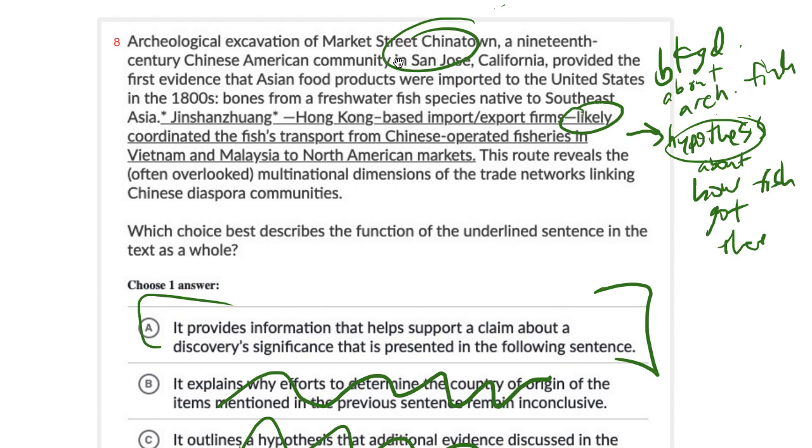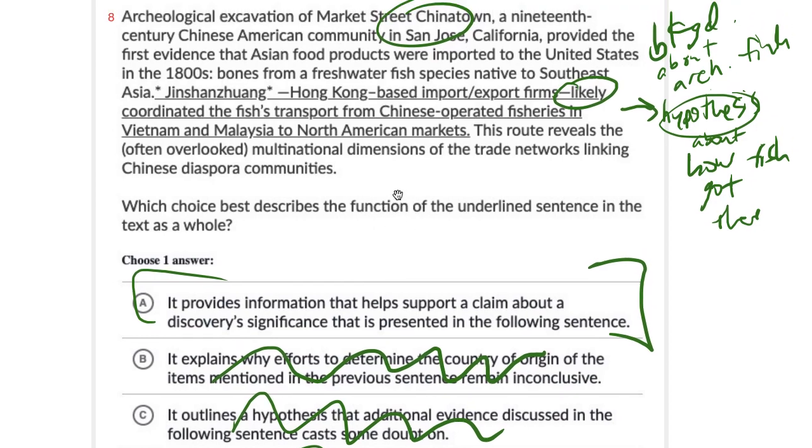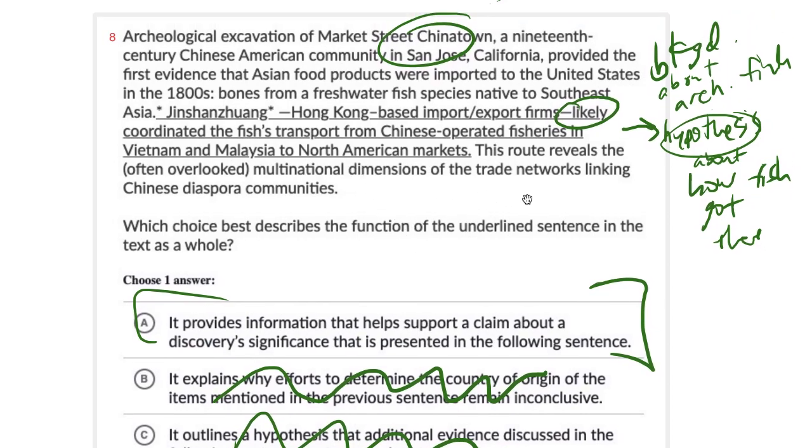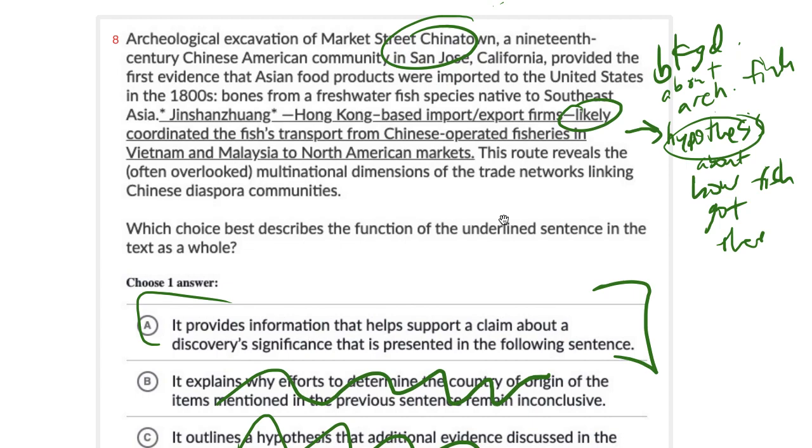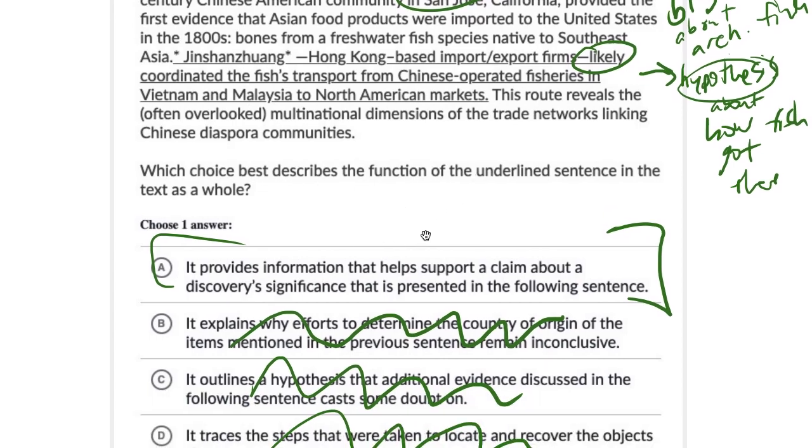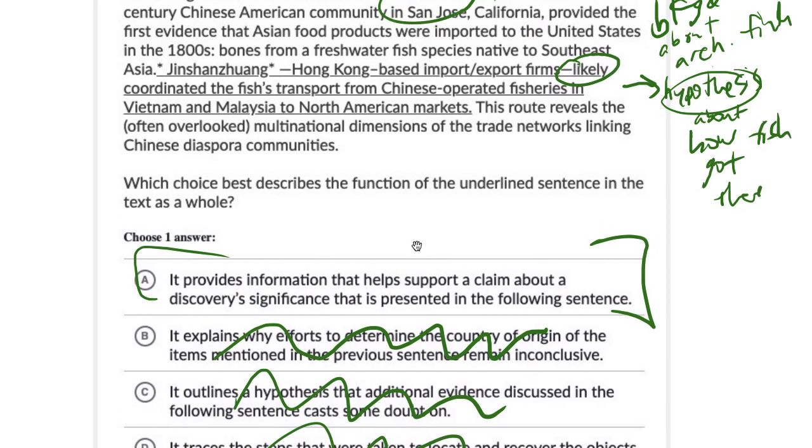Okay, they're saying that it was significant. And then here, it helps support that claim in the sense that the significance has to do with the multinational dimensions of these trade networks. In other words, it wasn't just coming from China to the U.S. Instead, we've got Hong Kong, Vietnam, Malaysia, etc. So multiple nations or communities in terms of this network. And so, yeah, that would be that. Again, I don't love that, but it's going to have to be the correct answer.